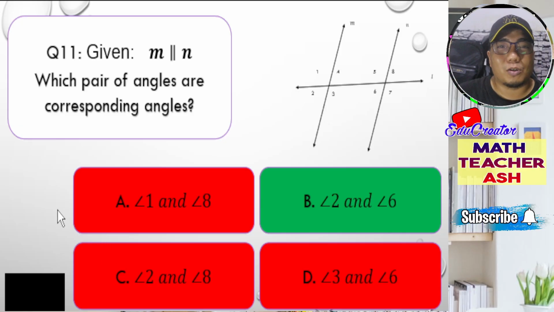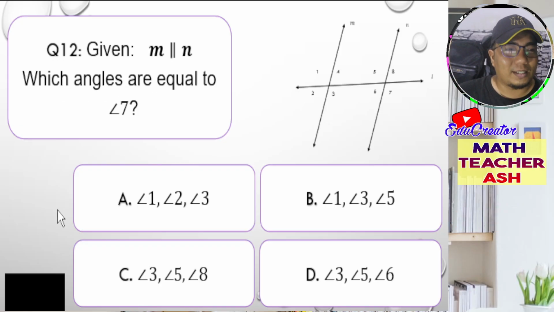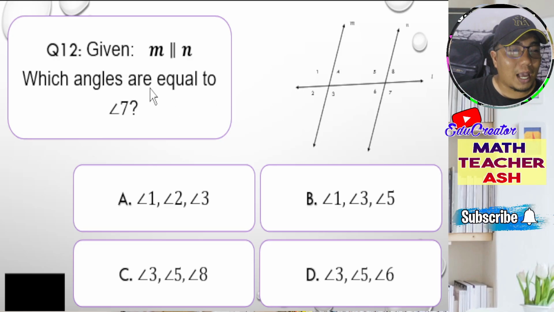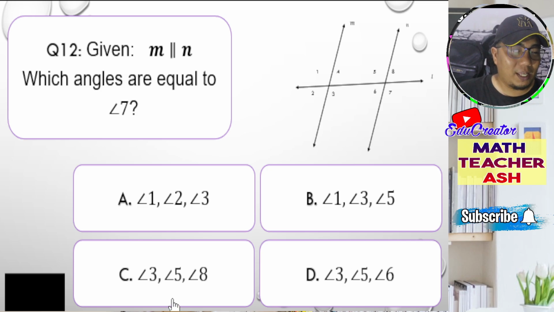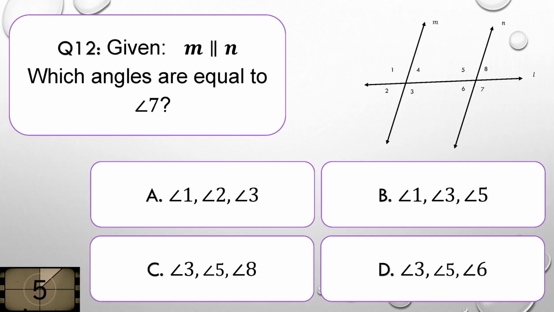All right, so now let us go to question number 12. Still the same. Which angles are equal to angle 7? So we have here angle 7. Is it A, angles 1, 2, and 3, B, angles 1, 3, and 5, C, angles 3, 5, and 8, or D, angles 3, 5, and 6? I'll give you 5 seconds to think about your answer.